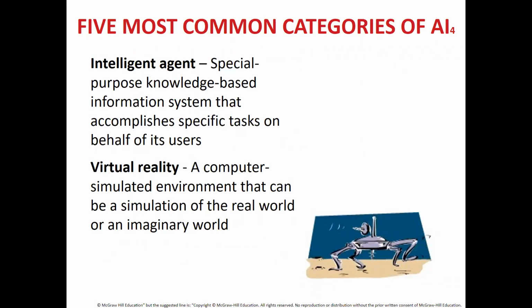The next type of AI that we have is intelligent agents. A special purpose knowledge-based information system that accomplishes specific tasks on behalf of its users. Now, this seems very simple to understand. It's a knowledge-based system, that means an expert system, and it tries to accomplish tasks on behalf of the users.